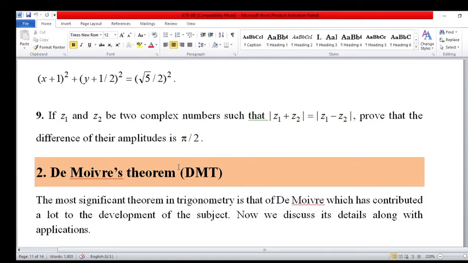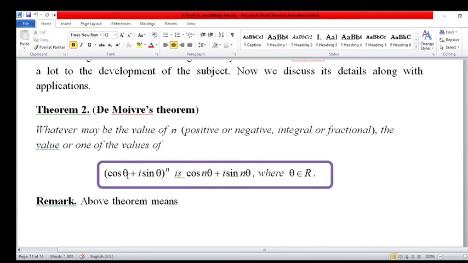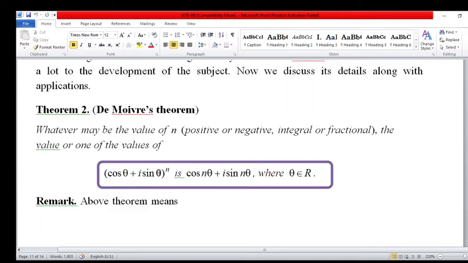Now this is the most important concept of our unit, de Moivre's theorem, DMT. Remember every time, DMT means de Moivre's theorem. We have already seen that cos theta plus i sin theta is equal to e raised to the power i theta. So whatever may be the value of n, this is the statement: cos theta plus i sin theta, raised to the power n, is cos n theta plus i sin n theta, where theta belongs to R. This is called de Moivre's theorem, and this is the statement.